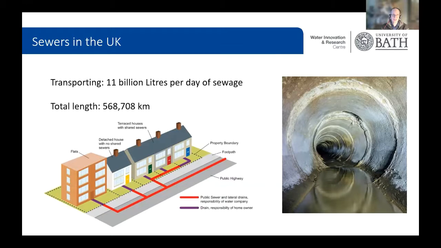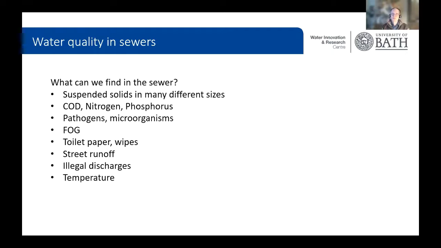Now, what do we find in these pipes? There's a lot of things you can find in the sewer, from suspended solids, which go from very small to very large parts. There's also dissolved materials like COD, chemical oxygen demand, or organic material, so to say. Nitrogen, phosphorus you can find, but also all kinds of pathogens and microorganisms, of course. And then we often see what we call fog, fat, oil and grease, which are coming from kitchens, for instance, people dropping in oil and grease rest from cooking.